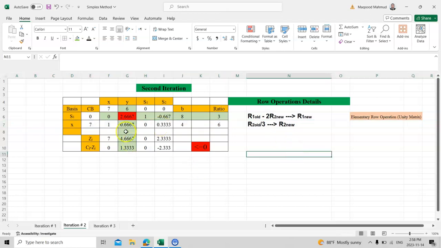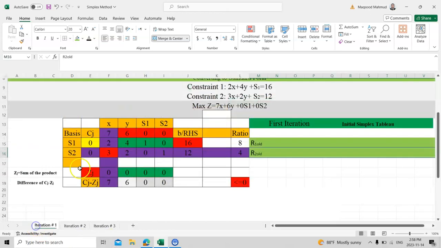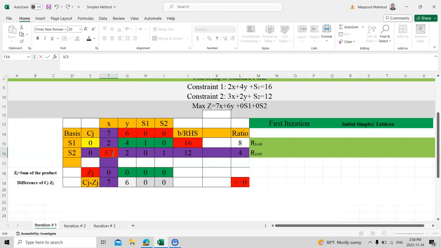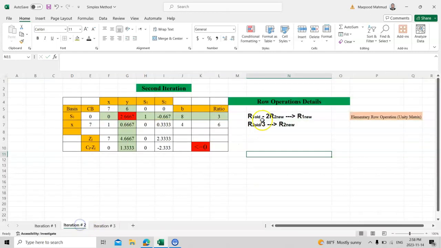So how can I get this one? Since I told you that this 3 is the pivot key element, I need to change it into one. How can I change it into one? I need to divide this 3 by 3, so it will become 1. But I cannot do it alone, I need to do it with everyone. I need to do it with this one, this one, this one element, and most importantly, on the right hand side as well. Then I can do the operation on both sides. This is the most important thing. So for this one, I take the R2 old row and divide it by 3, and I get the new one.